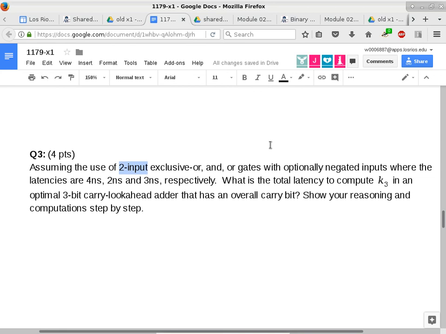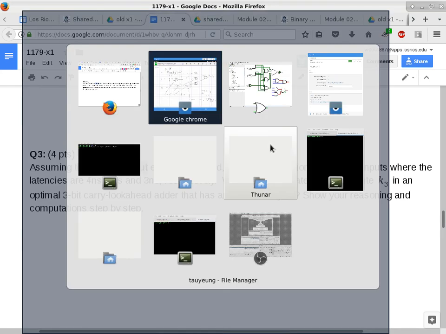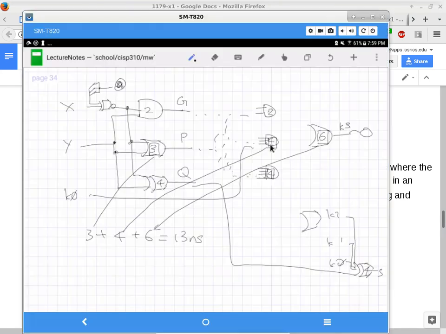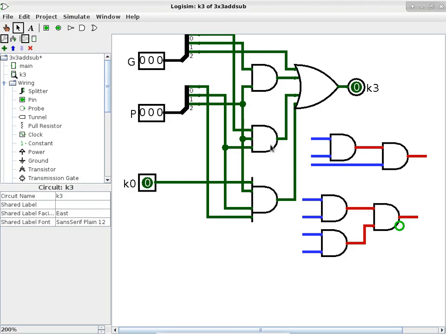Yep. How did you get the 4 again on the middle AND gate? How do I get the 4? You mean this one? Yeah, how do we get the 4? Because it has 3 inputs. When it has 3 inputs, we have to use a staggered AND gate like this. So this one has 2 nanoseconds. This one also has 2 nanoseconds. Oh, so it's 2 nanoseconds per AND gate. Yep.